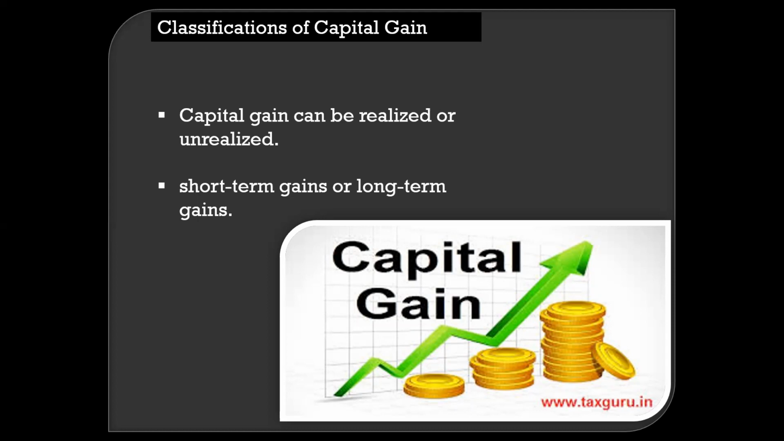So these are the two classifications of capital gain. For one, they are classified as realized or unrealized. That is, when the asset or investment is sold, then it is realized, and when it is just on the paperwork, it is unrealized. The other type was short term gains or long term gains. When an asset or investment is held for less than a year, then it is short term gain. And when it is held for more than 1 year, it is long term gain.